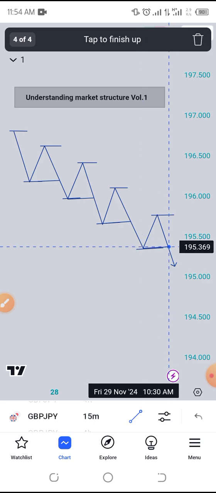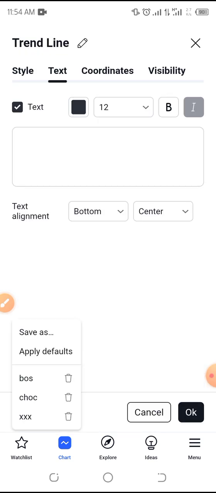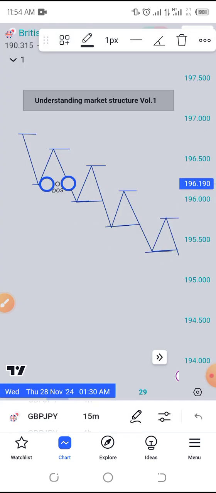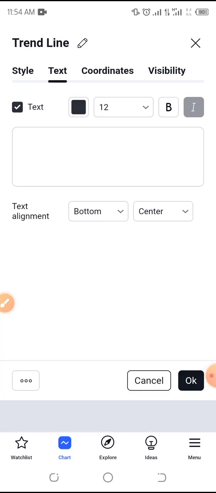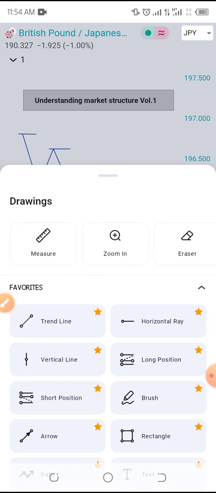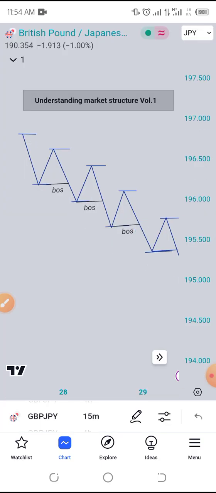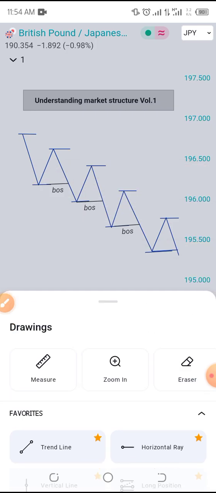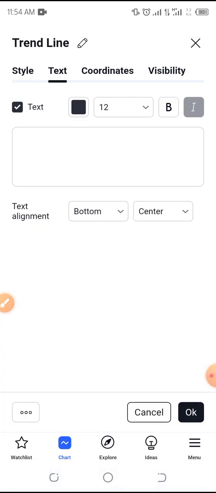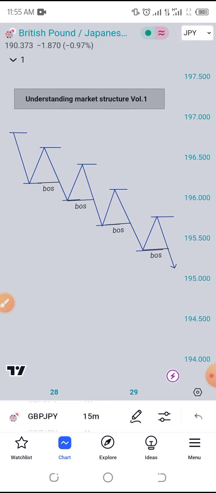So we can label them as break of structure. These levels where the market broke to the downside are all break of structures. We identify it as BOS. BOS stands for break of structure. So this is how you're able to identify your break of structure in a downtrend. If the market is breaking structures to the downside, your lows are called your break of structures. Very easy, guys. Very easy.